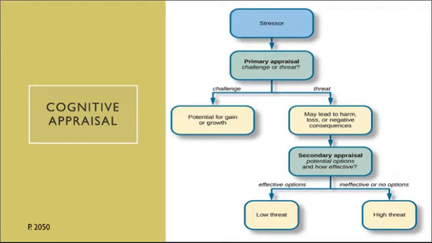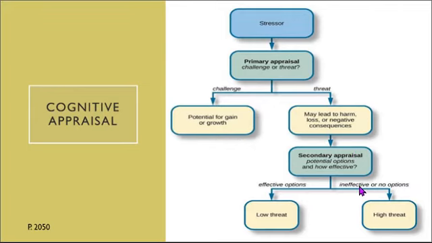There's a whole long column there on page 2050. A person exposed to stress appraises the stressor. This is the key factor. That's their cognitive appraisal. So you have your stressor, then your primary appraisal, your cognitive appraisal: is it a challenge or is it a threat? If it's a challenge, you have potential to grow. If it's a threat, it may lead to harm.